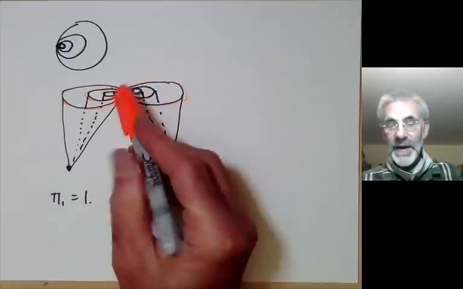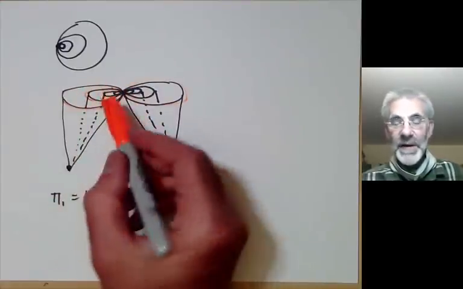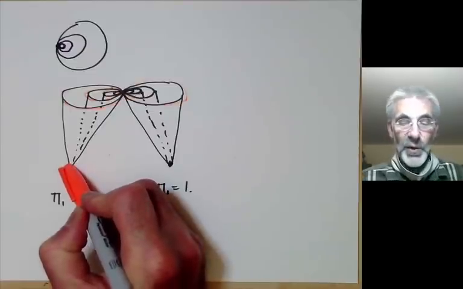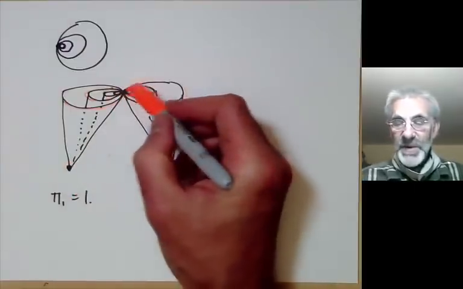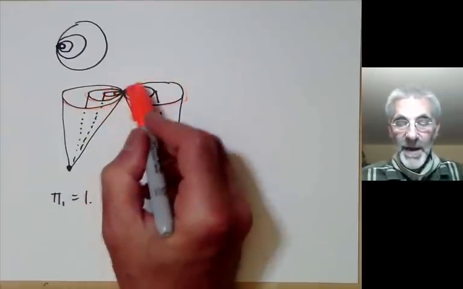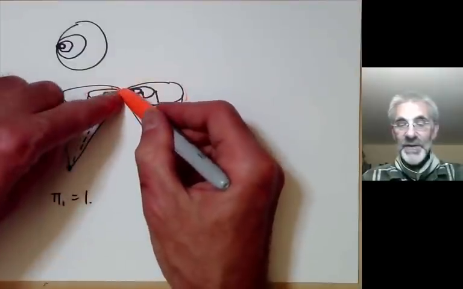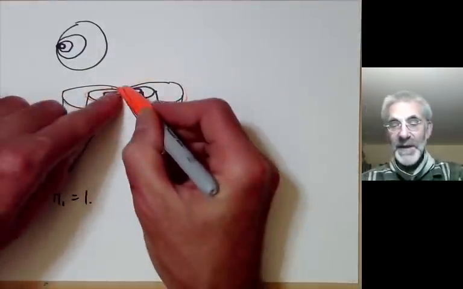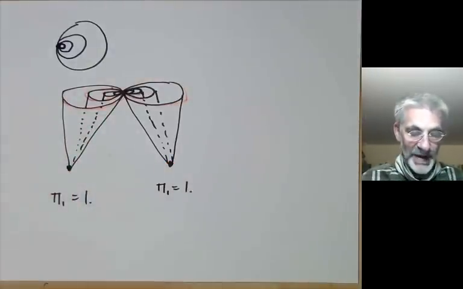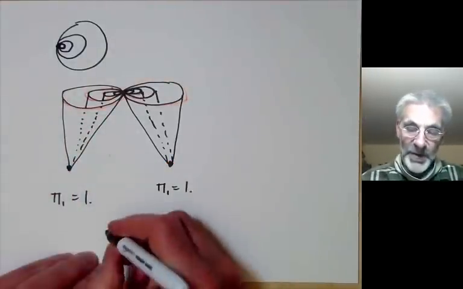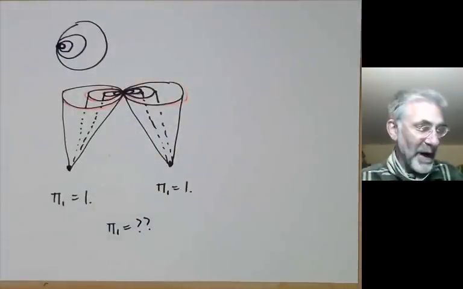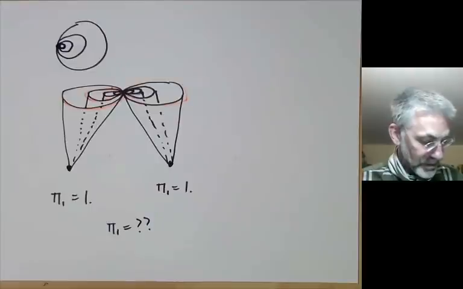And the trouble is, in order to undo all these loops on the left, I need to push everything down to the vertex of the cone on the left. In order to undo all the loops on the right, I've got to push them down to the vertex of the cone on the right. But the trouble is they're so tangled up with each other that you can't simultaneously push everything down to the cone on the left and down to the cone on the right. So the fundamental group of this is something horribly complicated that I don't even want to think about.